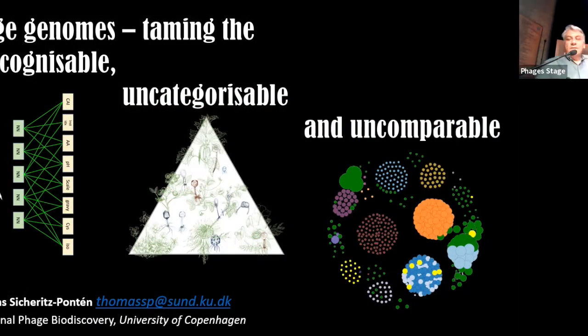Today I will talk about some concepts about what to do when you have a phage genome or phage genes which doesn't match anything, these are not similar to anything. So how do you first recognize something you haven't seen before? How can I start categorizing something, and how can I then compare it?